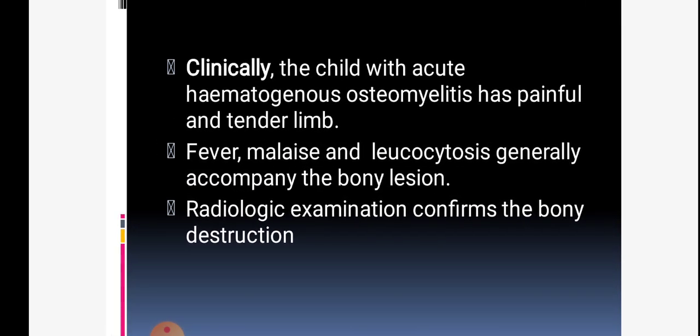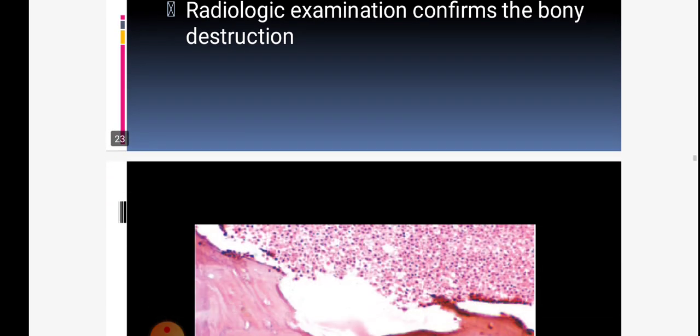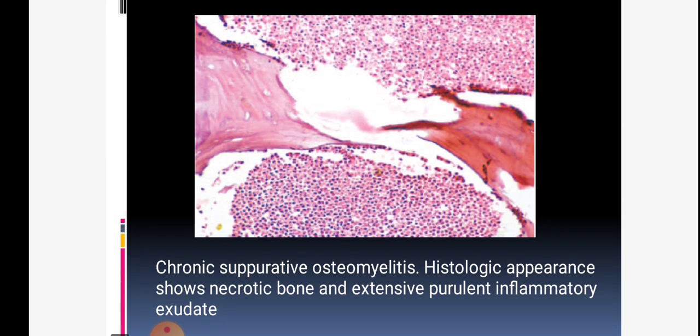Clinically, a child with acute hematogenous osteomyelitis has a painful and tender limb. Fever, malaise, leukocytosis generally accompany the bone lesion. Radiologic examination confirms the bony destruction. In chronic suppurative osteomyelitis, the histologic appearance shows necrotic bone and extensive purulent inflammatory exudate. So a lot of inflammation. The presence of clusters of neutrophils and necrotic debris indicates an abscess. The pus, that is suppurative inflammation.